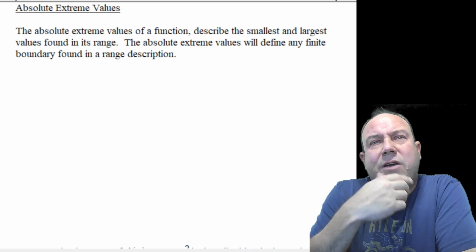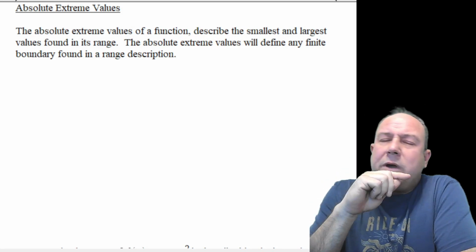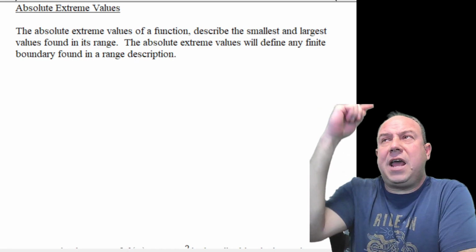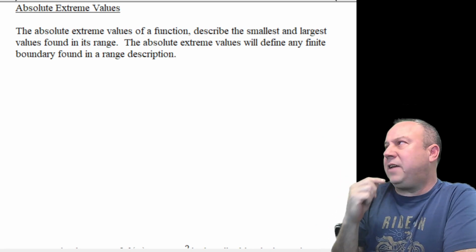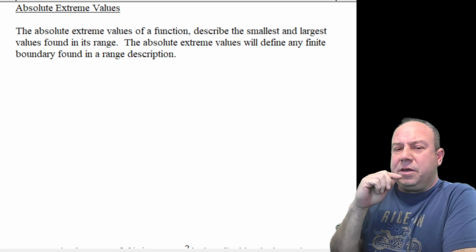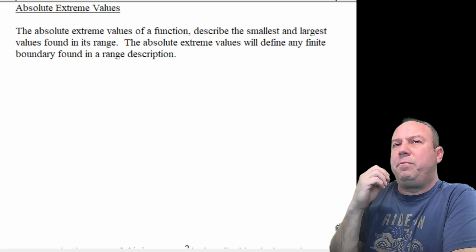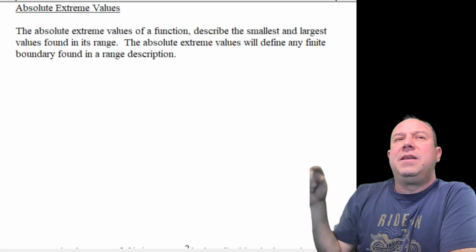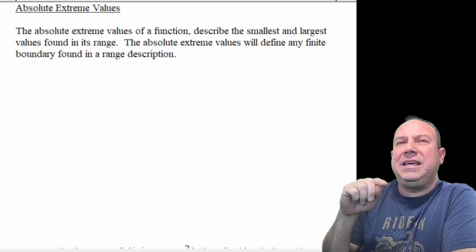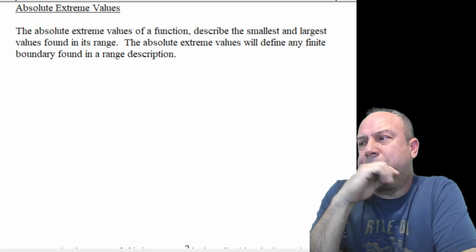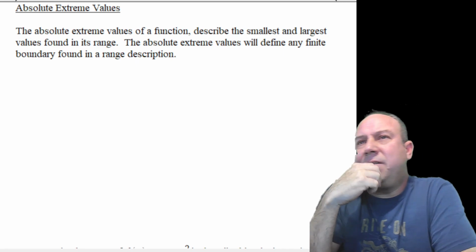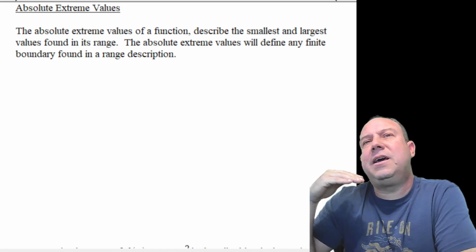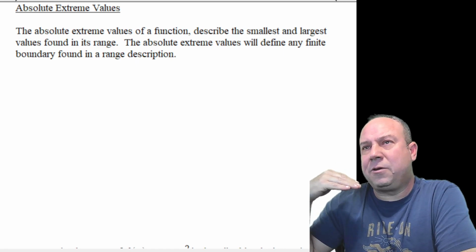Like I said, we're going to start talking about absolute extreme values. And what absolute extreme values describe are the largest and smallest values that we find in our range. The range of a function is all dependent values that we obtain from the independent values of a function. The largest of those dependent values is the absolute maximum value of the function. The smallest of those values is your absolute minimum value.